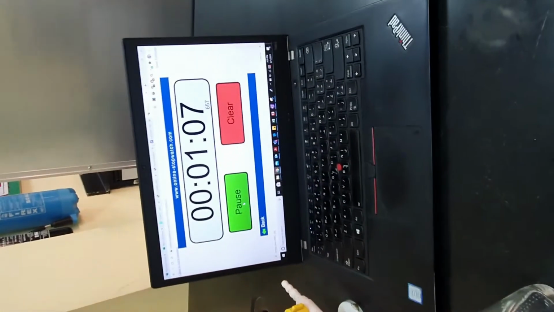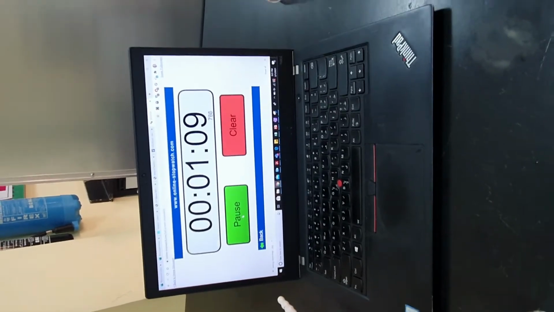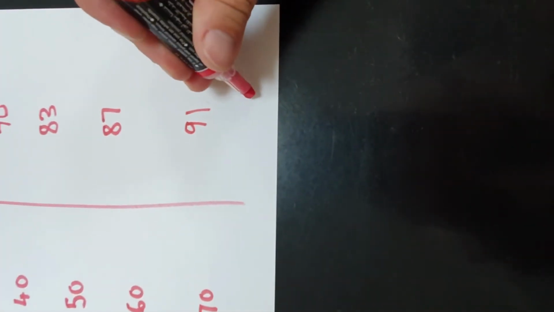At 60 seconds, we're at about 87. And we'll do it at 70 seconds as well. Just 91. Okay, so that's the first reaction done. That was, just to make a note on here so I don't forget, 1 molar hydrochloric acid. Now let's try it with 0.5.